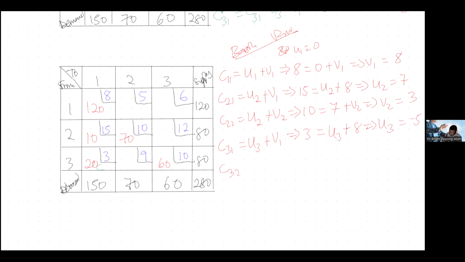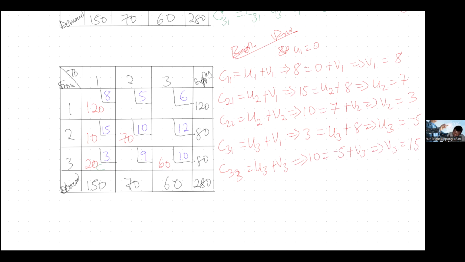Now we are evaluating the occupied cells. C33 is U3 plus V3, right? And C33 is 10, so 10 is equal to U3, which has already been evaluated as negative 5, plus V3, and therefore V3 is 10 plus 5, and that is 15.